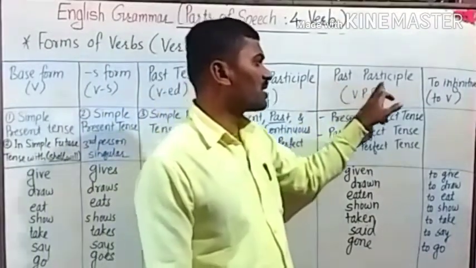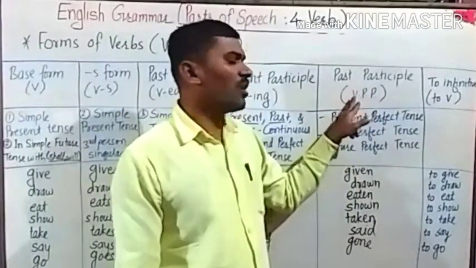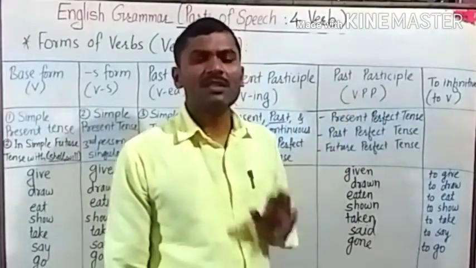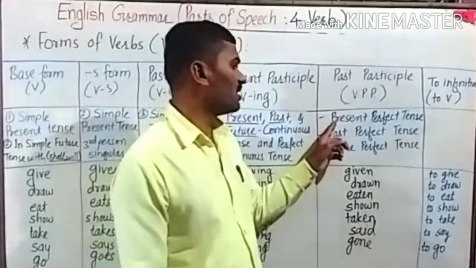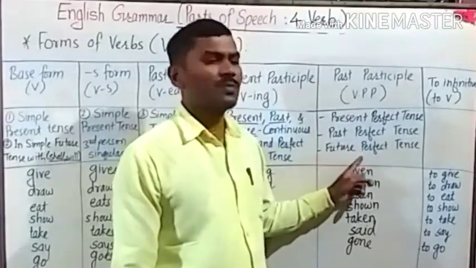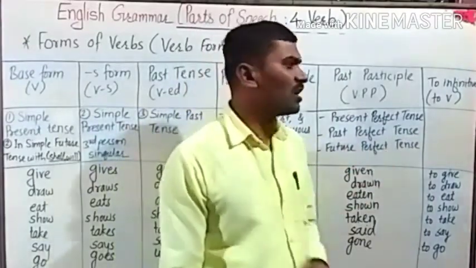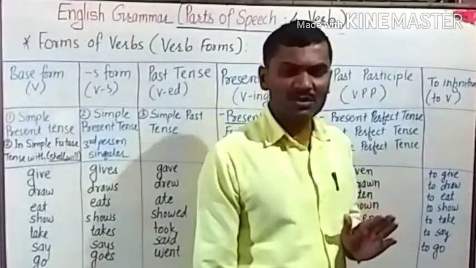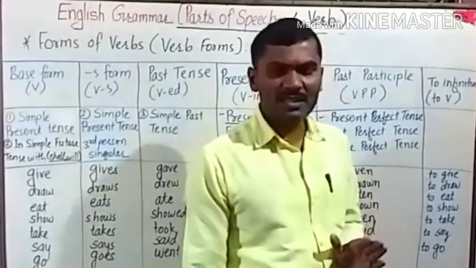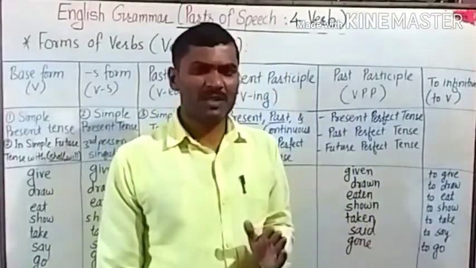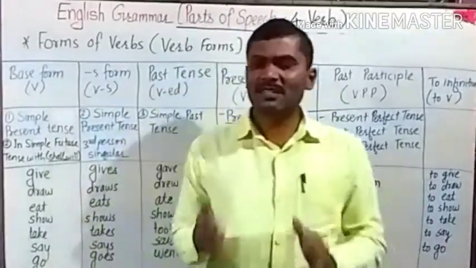Next, past participle form. This form is known as VPP, verb past participle. This form of verb is used in present perfect tense, past perfect tense, and future perfect tense. Last form of verb is to infinitive. This to infinitive is used in sentences just to express wish, hope, expectation, etc. Let's see the forms of verbs.